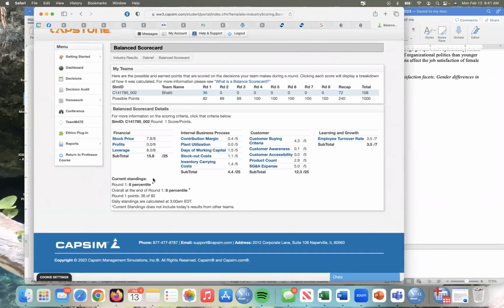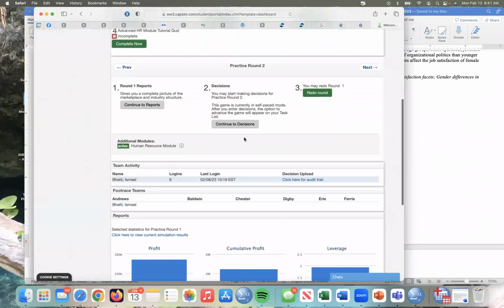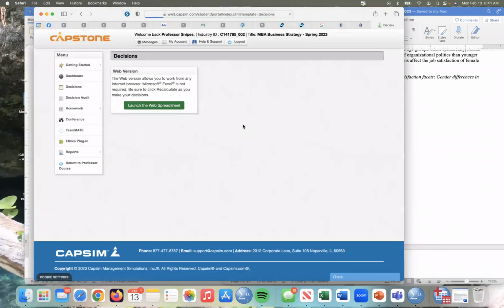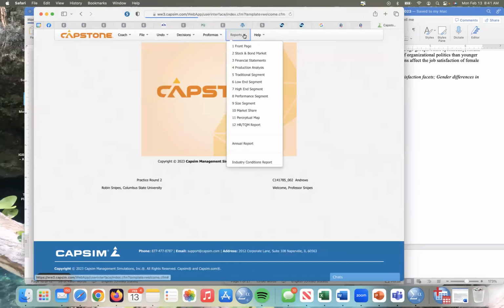We want to make 50th percentile every round, and then overall, if you do make 50th percentile every round, then your overall will also be 50th percentile or higher. Right now, we're at the 8th percentile. So we need to go back in and redo this round. But before we redo the round, what you want to do is go into your reports. So I'm going to go back to the dashboard, and I'm going to click on continue to decisions and go into the web spreadsheet. And I'll look at the reports here and see what happened.